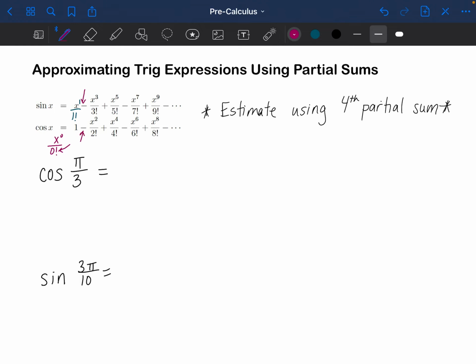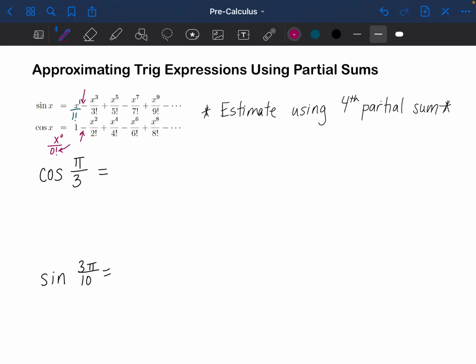So, let's look at cosine of pi over 3. Well, cosine of pi over 3, y'all have started to know that from the unit circle, should be 1/2, right? We already know the answer to this one, but now we can approximate it using this long method.